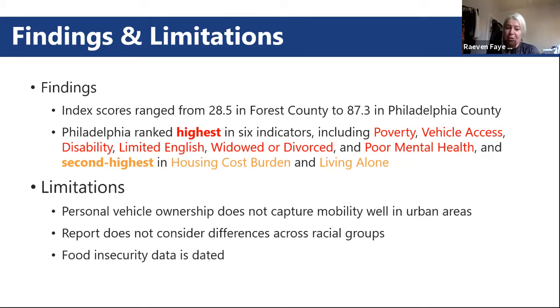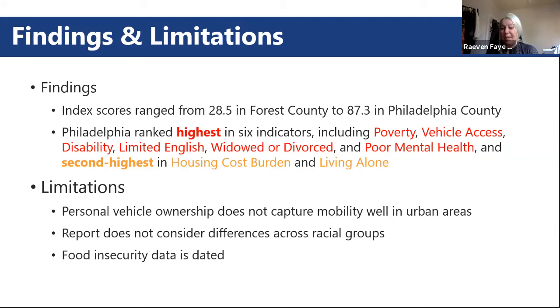And so, as mentioned, personal vehicle ownership is less of an issue in urban areas, so in Allegheny County as well, where Pittsburgh is, but a lot of the state does not have great public transportation in these rural counties. So having vehicle access depends on where we're at. So we know that's a limitation. We do not consider any differences across racial groups. Again, with Pennsylvania, less of an issue in some places than in others.